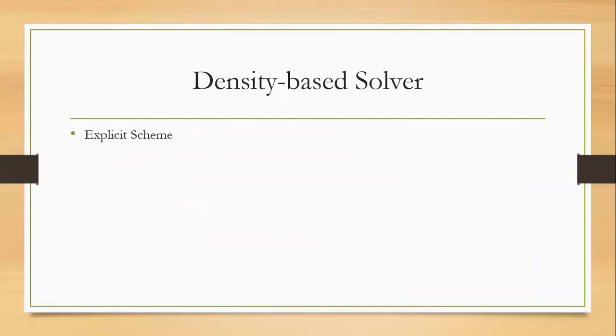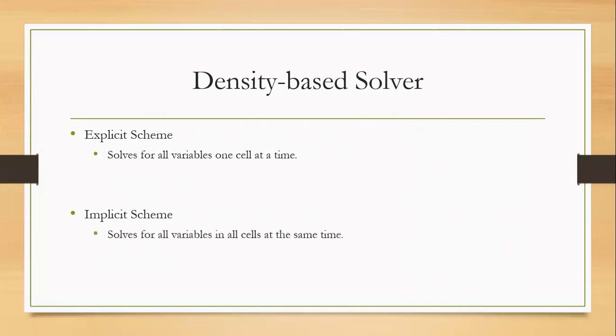Next, there are density-based solvers. Even in the density-based solver, there are two schemes: explicit and implicit. The explicit scheme is similar to the segregated algorithms, but not exactly, because it solves for all the variables at only one cell at a time. For each cell, there will be equations which are independent of the equations at neighboring cells, and that is how it solves these equations.